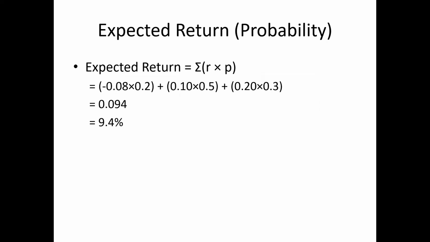Okay, so this is the expected return. This one is sigma return times probability. So the returns are here. The first return is negative 0.08, that's a loss, times the probability, plus the return for the moderate period times the probability. Then the return for a strong economy times the probability, and that's what we are getting.